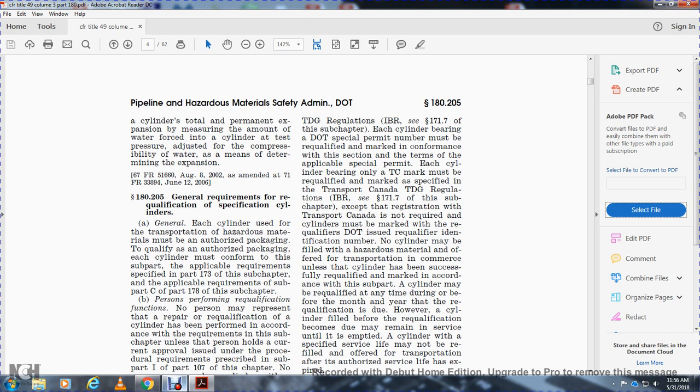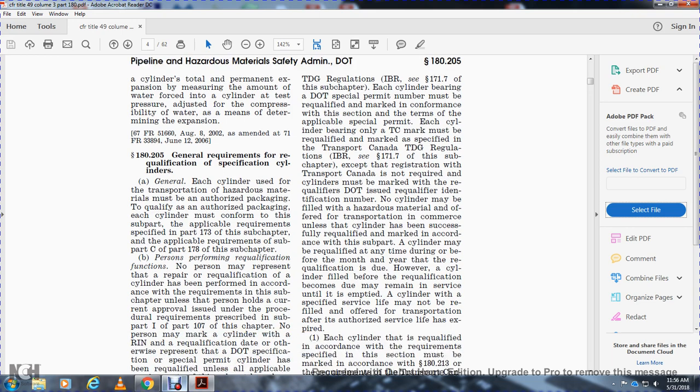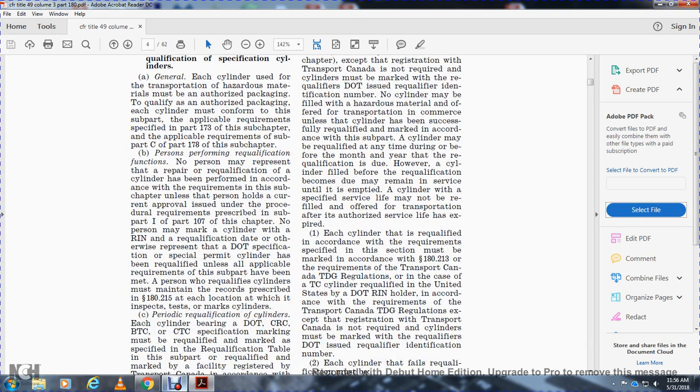A cylinder may be requalified any time before the month and year the requalification is due. However, a cylinder filled before the requalification is due may remain in service until it is empty. A cylinder past its specified service life may not be refilled and offered for transportation after the authorized life has expired.